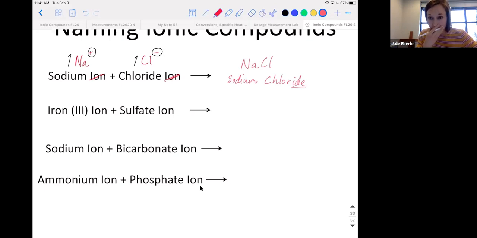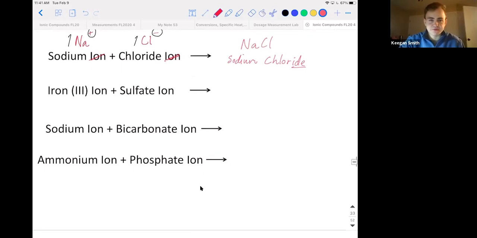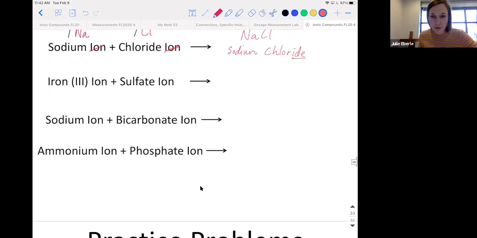Why? It's not a transition metal. Thank you, Keegan. Not a transition metal. So the charge of sodium, because it's a main group cation, is always predictable. Always going to be a +1.